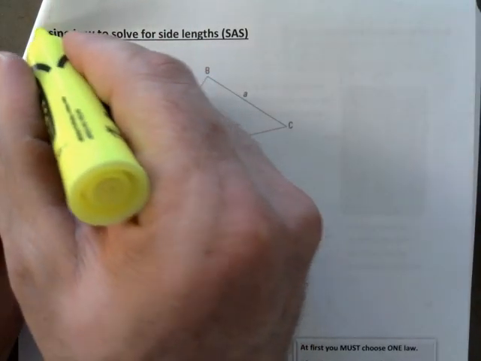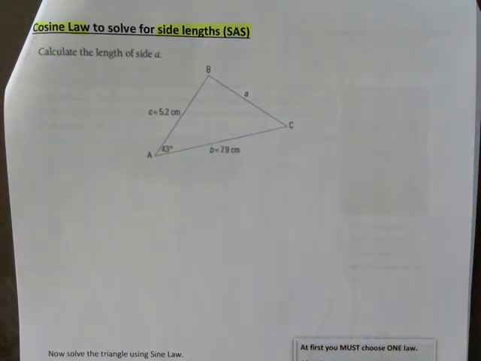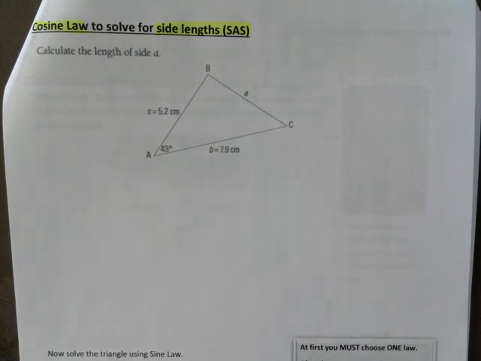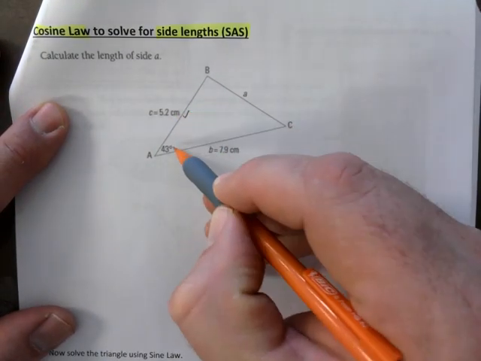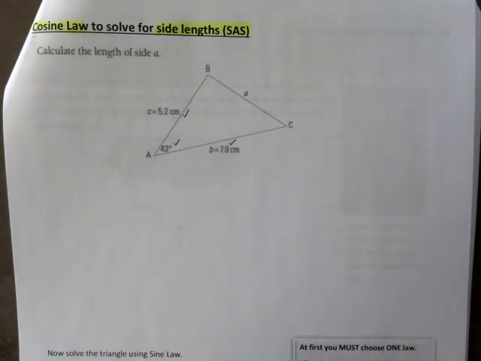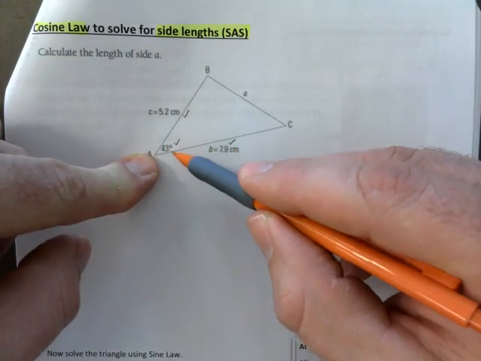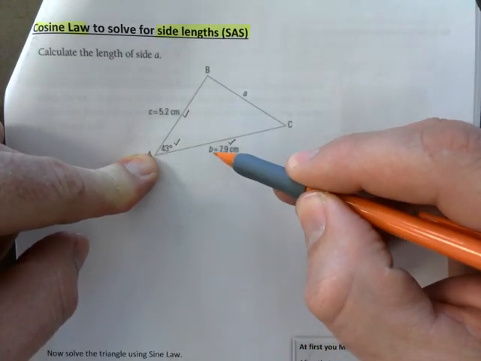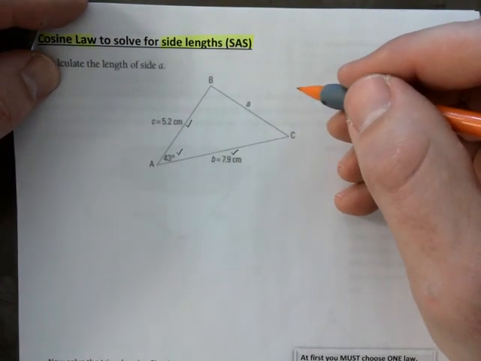Okay, cosine law for side lengths. If that SAS mumbo jumbo confuses you, forget about it. This is how you find the SAS scenario, which is a length. So watch, check, check, check. You know that this is two sides, and the angle in between is wedged in between them. It's like a sandwich.